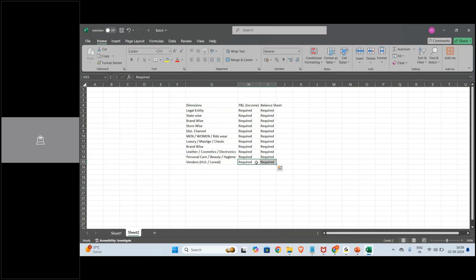Now, how do you enable this? Is it possible to enable this? Is it not possible to enable this? In a few cases we can, but in other cases even I'm not sure because we have not done that detailing. These are the business types for a single entity. The single entity is into legal, state wise, brand wise, and then store wise. They are following this for the single entity only.